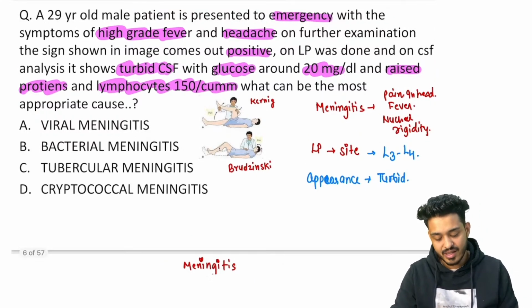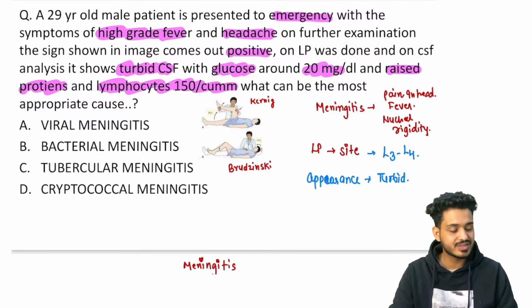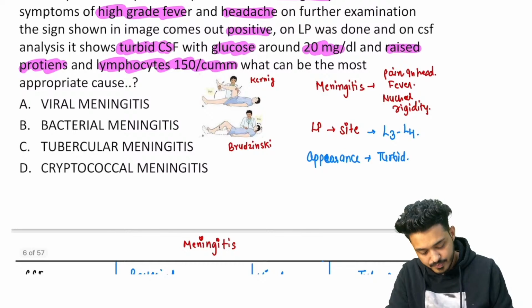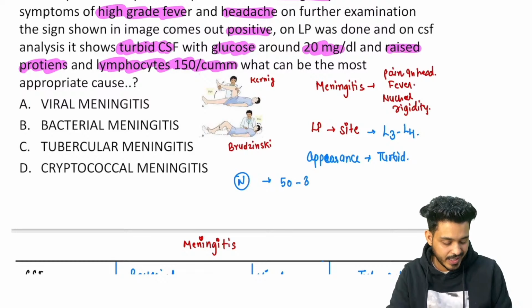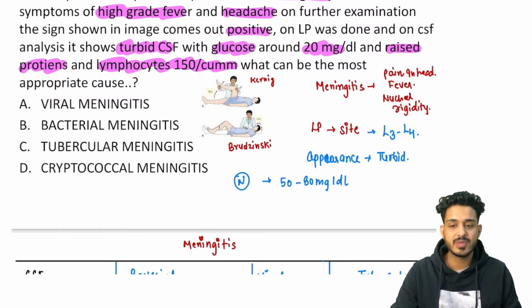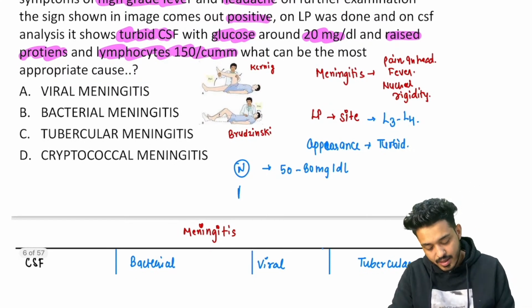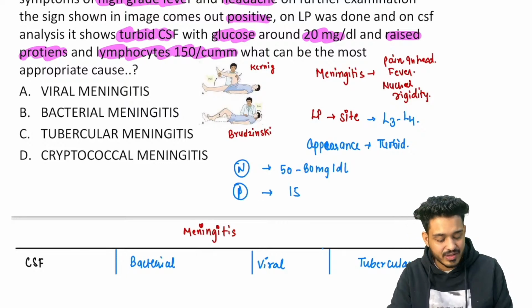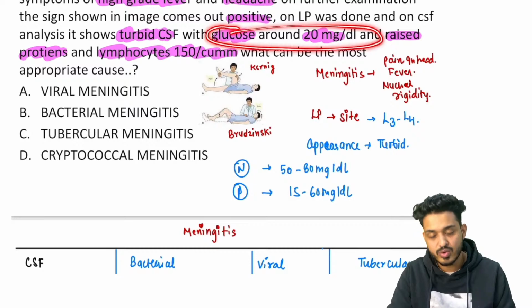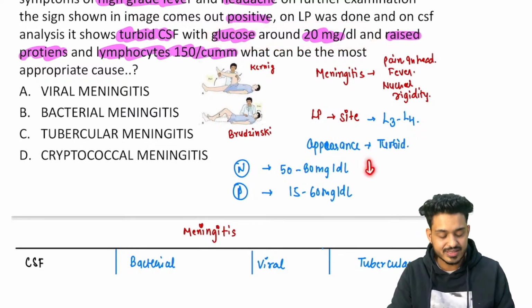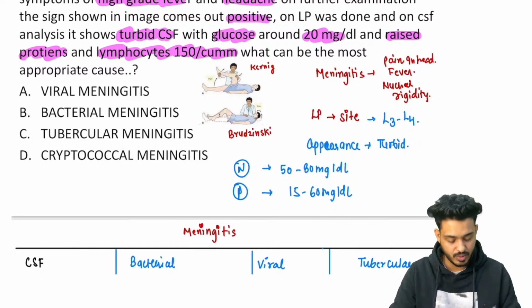Okay, so they have given glucose is around 20. What is the normal glucose, beta? Normal glucose is going to be around 50 to 80 milligram per deciliter, or you can also call it 2/3 of the blood glucose we will be having, right? Second thing, if they talk about protein, what is the normal protein? That will be around 15 to 60 milligram per deciliter, right? If you know these things, you will identify that in this particular case the glucose is around 20. That means glucose is low. Second thing, what about protein? Protein is raised, high.